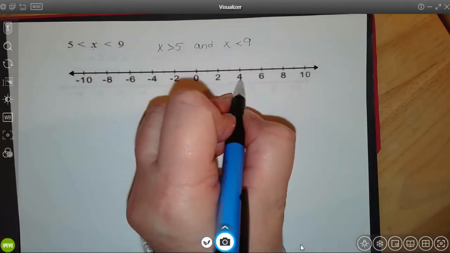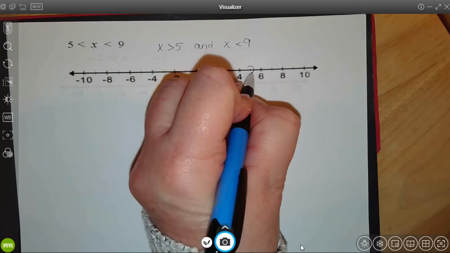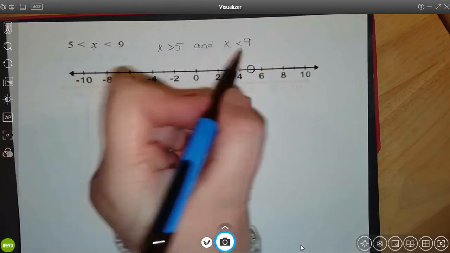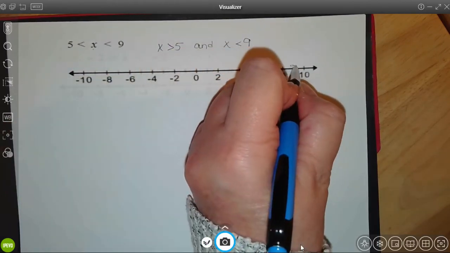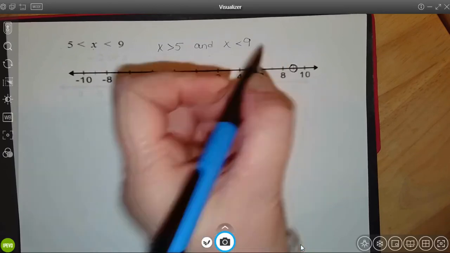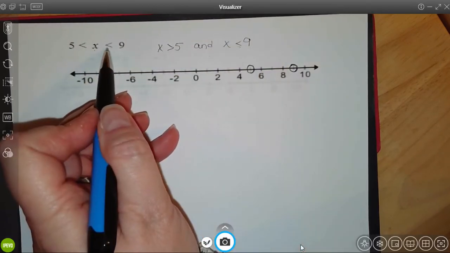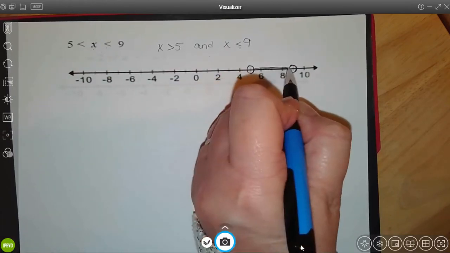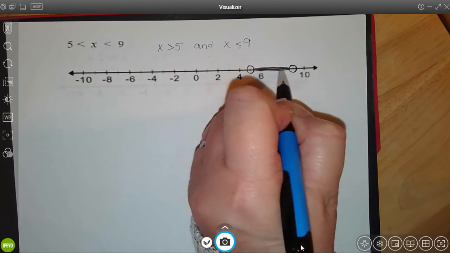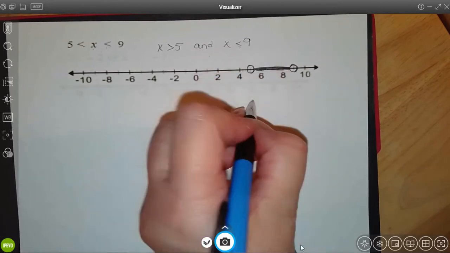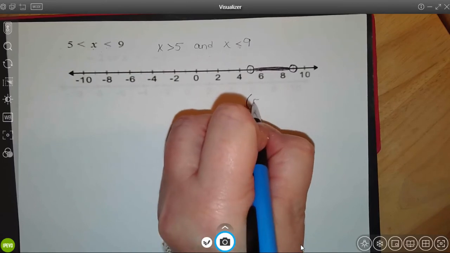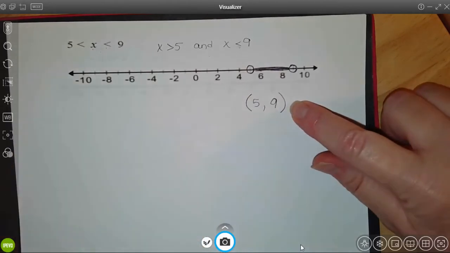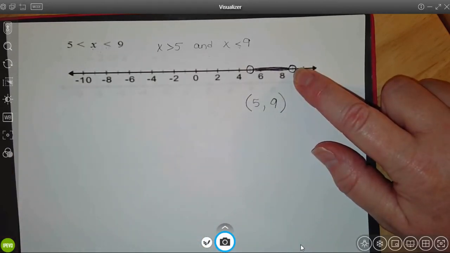Greater than 5. Well, 5 is between 4 and 6. So I'm going to go right here at 5. And I'm actually going to leave it open because I do not have an equal sign under here. And I'm going to go over to where 9 is. I'm also going to leave that open because I do not have an equal sign. Since it is an and scenario, I'm going to take the numbers in between. But this time when I make my interval, I'm going to have parentheses from 5 to 9. And I have regular parentheses because I have open circles.